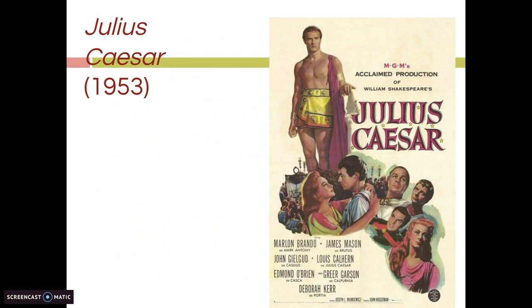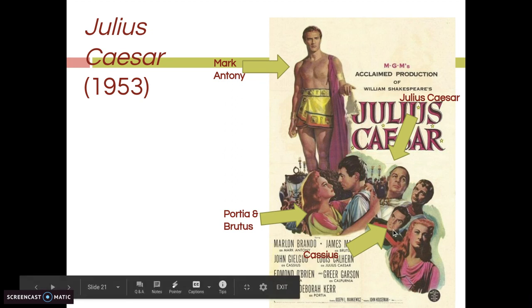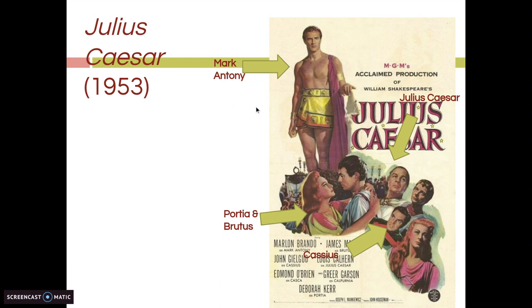So this is the 1953 version of Julius Caesar. You will see here a very young Marlon Brando. He plays the role of Mark Antony. And Julius Caesar is actually way down over here. That's supposed to be Julius Caesar. And over here you can see Brutus and Portia. Remember, Brutus is one of Caesar's close friends who betrays him. Over here is Cassius. He's the ringleader of the whole conspiracy. Here is Calpurnia, that's Caesar's wife, and over here is Casca, another one of the conspirators. So that's who they chose to put on a movie poster.